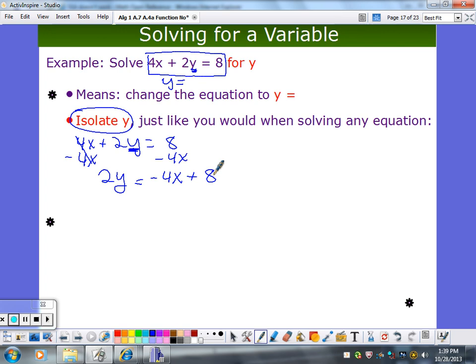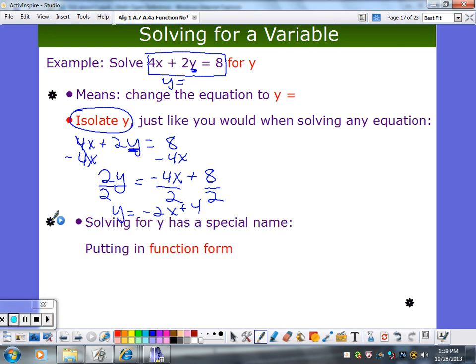Now, what do I do next to get y by itself? Divide by what? 2. You know what gets divided by 2? Everything gets divided by 2. Every term you have gets divided by 2, and y equals negative 2x plus 4.